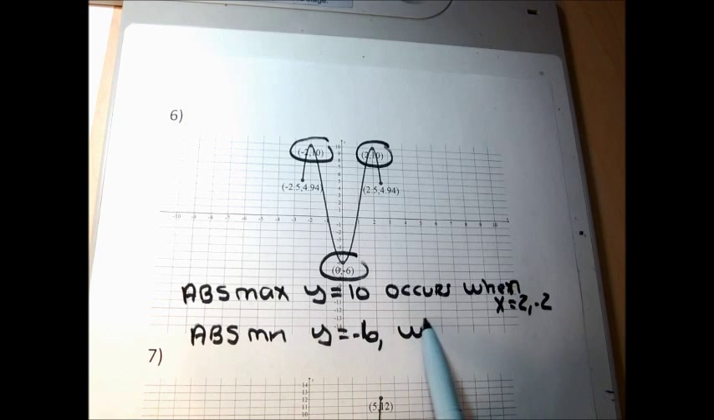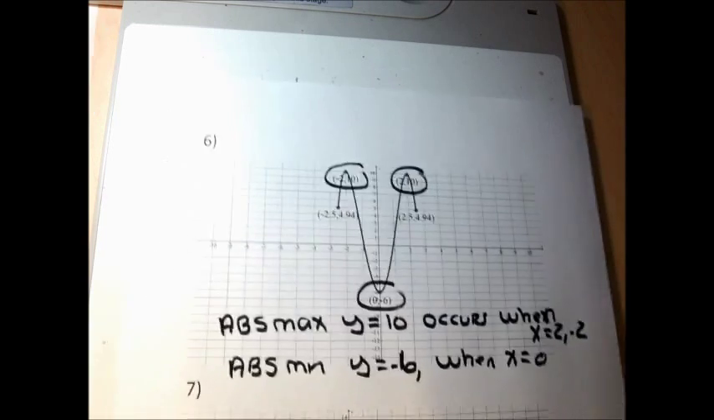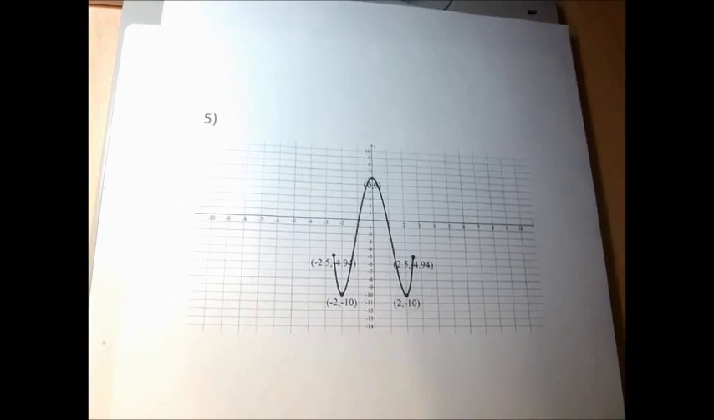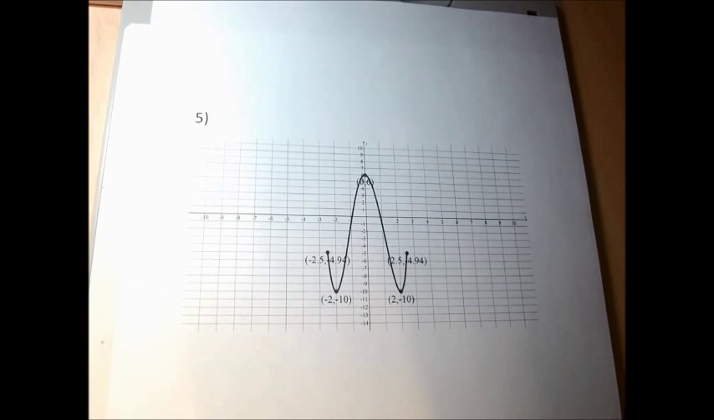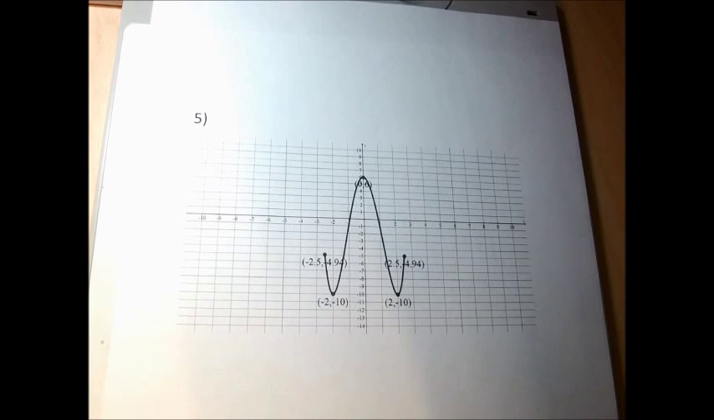And I'm going to say "when," rather than saying "occurs when x equal to 0." So you could have multiple points that are maximums and multiple points that are minimums. On your number 5, you're going to have multiple points that are minimums and only one point that's a maximum. So when you go to answer your number 5, you should say the maximum y value is 6, it occurs when, and then the minimum y value is -2, and it occurs when.